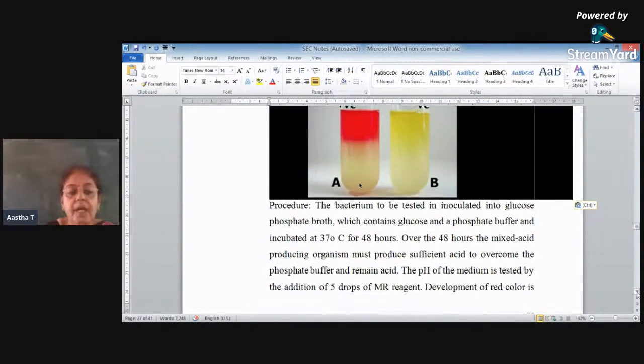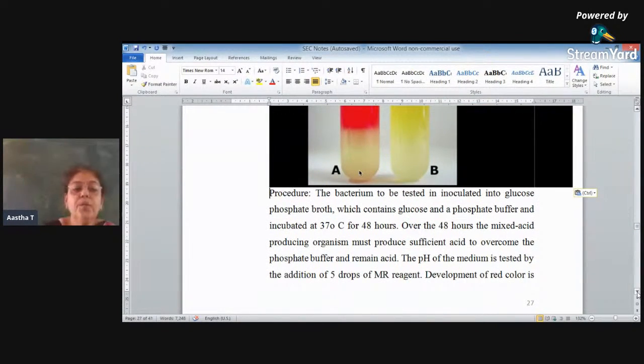So you use glucose phosphate broth tube in which glucose and phosphate buffer is used. Incubate after inoculation with the suitable organism. You incubate at 37 degrees for 48 hours. After 48 hours, if acid has been produced by utilization of glucose, and if it is not neutralized by the phosphate buffer, the medium will remain acidic.